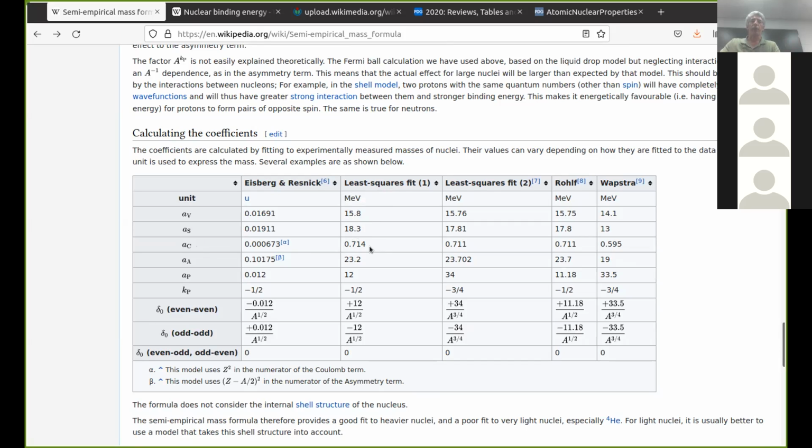And so we have a small number of coefficients there, and you can do a least squares fit to the data, or never mind the different models here. For the level of detail I'm interested in, 13 and 7.8 and 17.8 and 18.3, it's details, right?